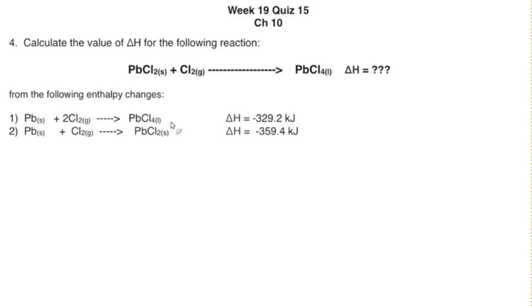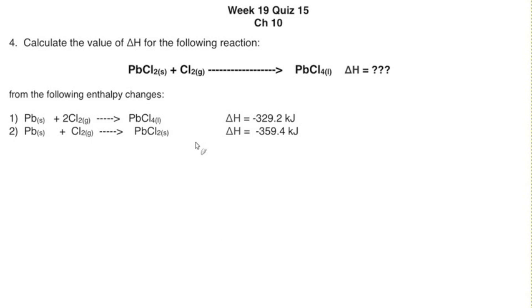Number 4, calculate the value of delta H for the following reaction. PbCl2 plus Cl2 yields PbCl4. And we want to figure out what the delta H is on this. This is a Hess's law problem. We're going to figure this out from using 2 different steps of the reaction.